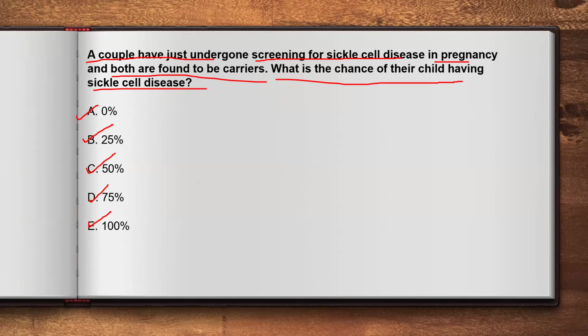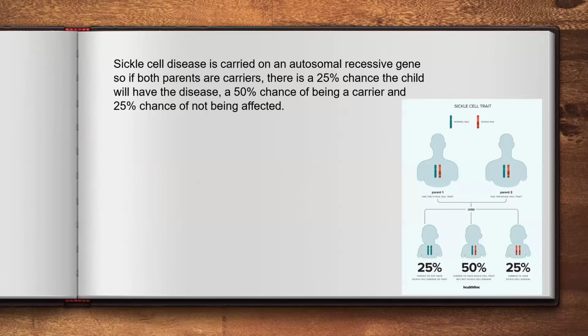So can anyone tell me, sickle cell disease, is it autosomal recessive or autosomal dominant? Very good. It's autosomal recessive. So let me share with you guys. I'm very poor at describing this, so I'm just going to share this with you. It's an autosomal recessive disorder. If both parents are carriers, for example, parent one and parent two are having the gene with the sickle cell disease, the red ones, then there's a 25% chance that their child will have the disease, 50% chance that the child can become a carrier, and 25% chance of the child not being affected. So your answer is 25%.